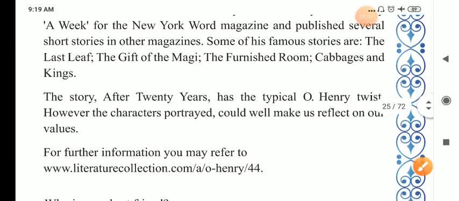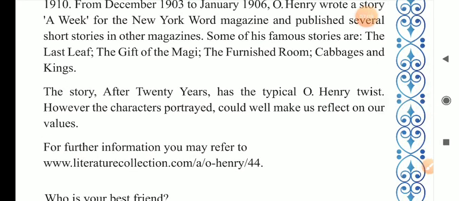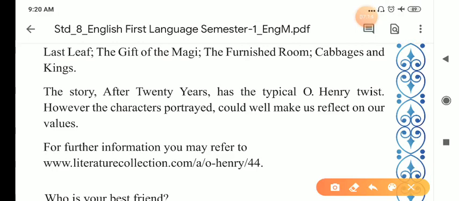However, the characters portrayed, he could well make us reflect on our values. The most important thing is what? Our values. We should have ethics in our life, and according to ethics only we should live our life. If we are apart from our ethics, it's not at all good to live our life with the right track.